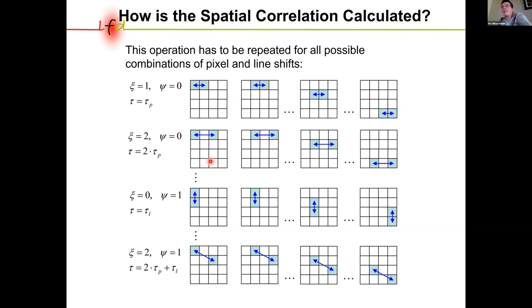And then we are doing the same operation for 2 pixel distance, 3 pixel distance, and so on for the whole image or sub-image. Then we are doing all the line combinations. What is the chance for a molecule to move from one line to the next? And then, of course, the combination of pixel and lines.